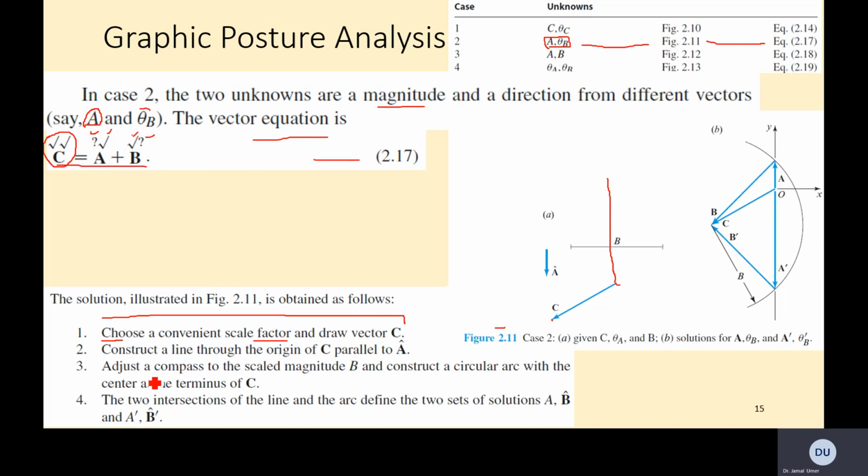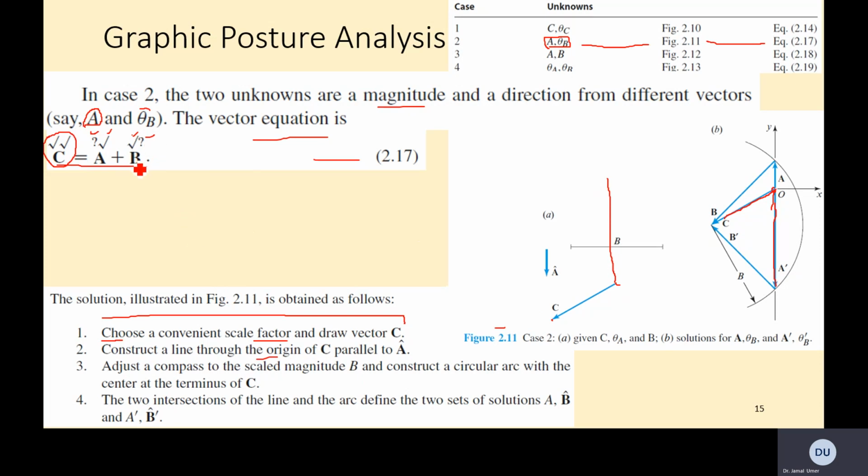Now what you do is adjust a compass. It is shown over here. This vector is C, and choose a line through the origin. So this is the origin of C, parallel to A, and you just draw the parallel line. It's going downward, the same vector. It's shown as A prime. It doesn't matter. So adjust a compass to the scaled magnitude B.